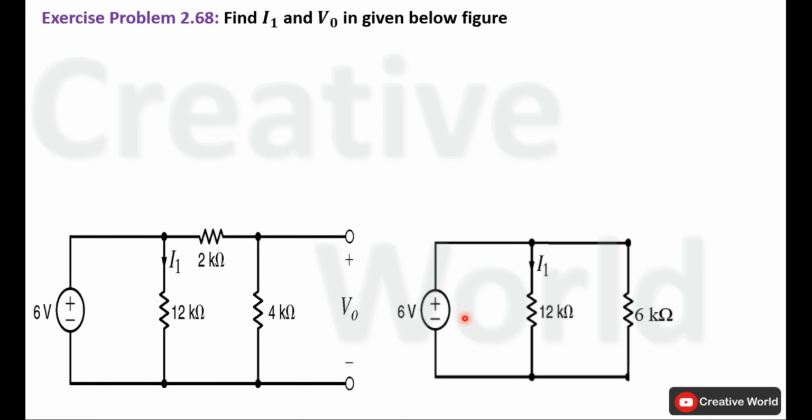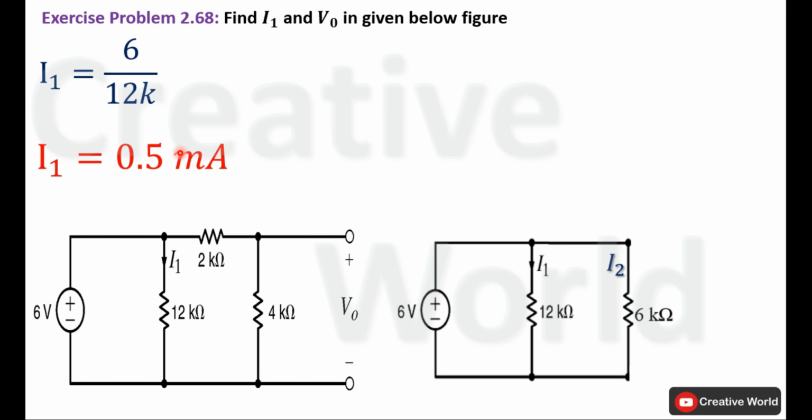Now this voltage source is connected in parallel to this branch as well as this branch, so we can calculate the currents of both branches. For the identification of currents, this branch current is already labeled as I1 and this branch current will be assumed as I2. Now we will use Ohm's law to calculate these currents. Current I1 will be equal to 6 divided by the value of resistance in this branch, that is 12 kilo ohm. So the value of current I1 will be 0.5 milliampere.